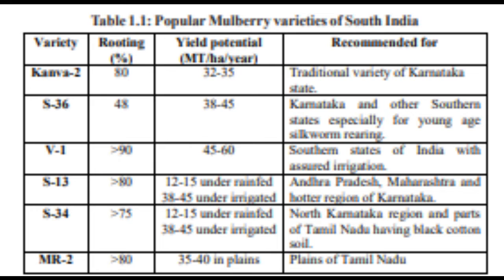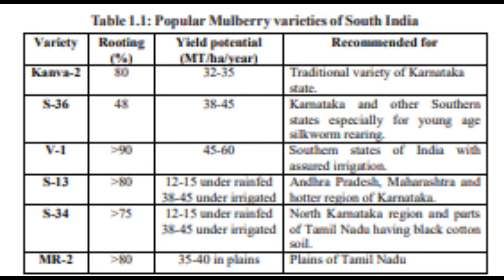Earlier, mulberry variety Kanva-2 was predominantly used for establishing a mulberry garden. In South India, you can find this out by asking a mulberry grower which mulberry variety he had been growing earlier. He would tell you that he had been cultivating mulberry variety Kanva-2, which yielded 30 to 35 mt of leaf per hectare per year under irrigated conditions.